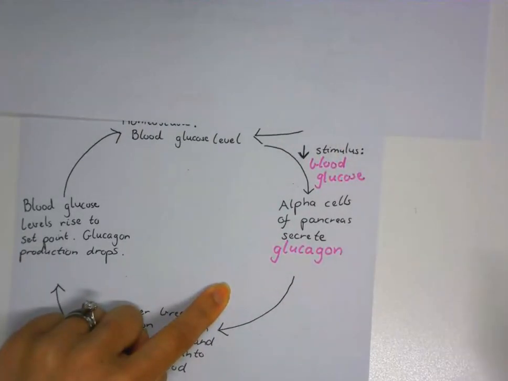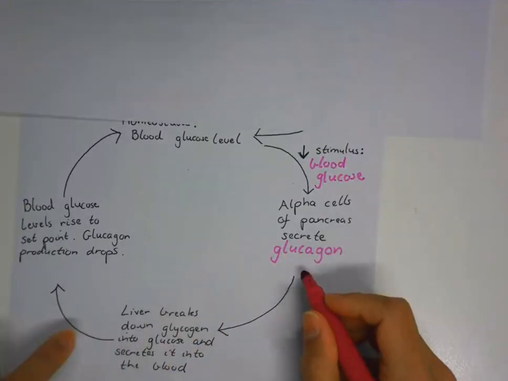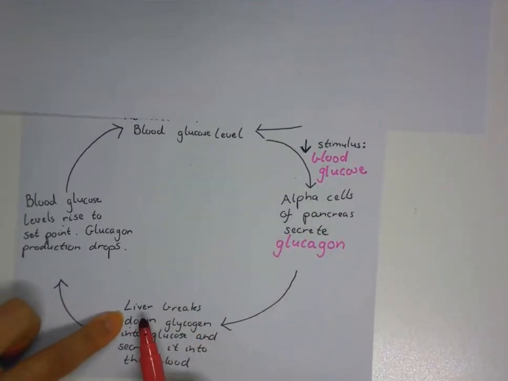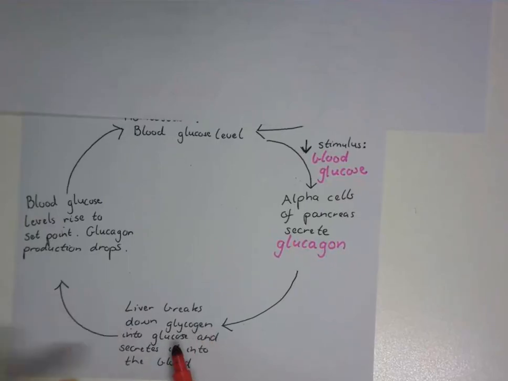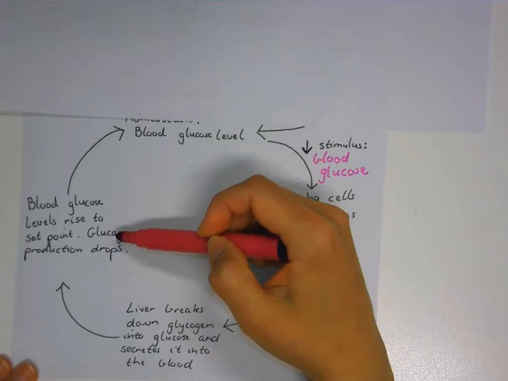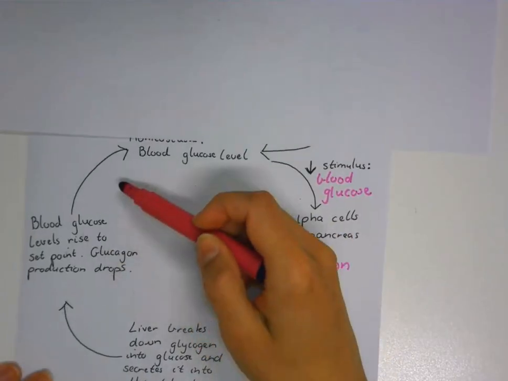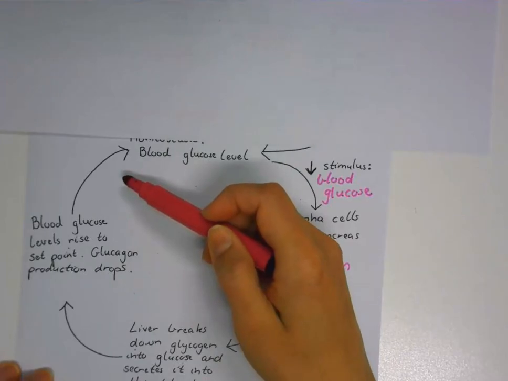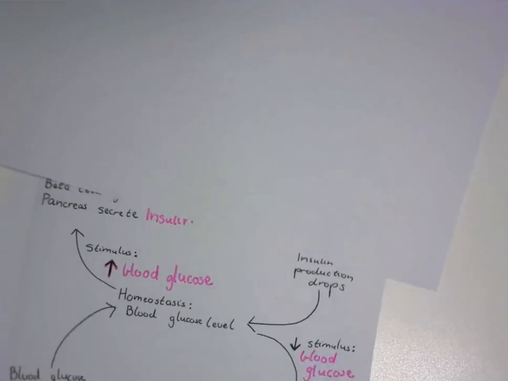In this case, the cells that have the glucagon receptor are your liver cells. This stimulates your liver cells to break down the stored polysaccharide glycogen into glucose, and this glucose will be secreted into your blood. So what's going to happen to your blood glucose levels? Well, they're going to rise back up to the normal levels. Therefore, glucagon production drops, and you've got homeostasis occurring of your blood glucose levels.